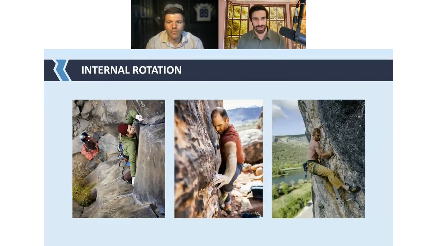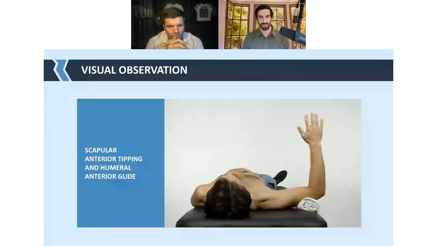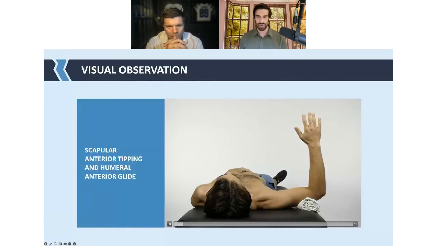If we think about it, internal rotation is fairly common in rock climbing. We have to internally rotate to progress our body up the rock wall. And if a climber has shoulder instability, and I'll show an example here, they have a lax anterior capsule. If they go into internal rotation, watch his humerus, you'll see the humerus glides anterior.